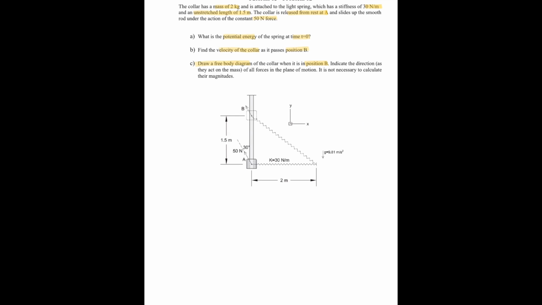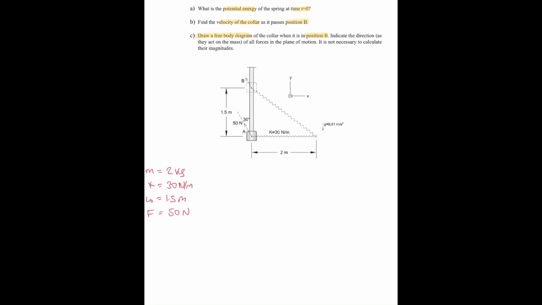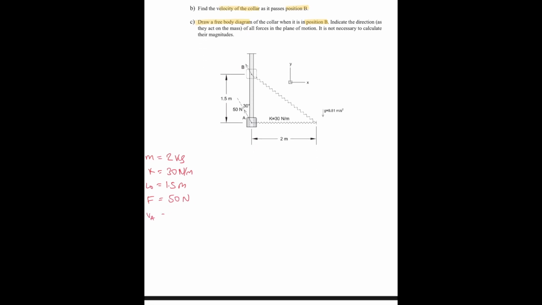So the first thing we know is the mass of the collar, the stiffness of the springs, the unstretched length, the external force acting on it, and we know that at VA it's 0 meters per second.